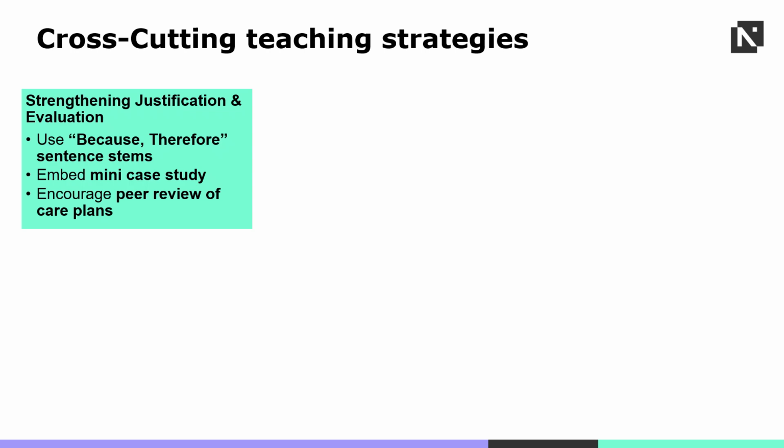So some further teaching strategies to support you in these cross-cutting themes. Number 1, strengthen justification and evaluation. Use because, therefore sentence stems. I chose X because, therefore the outcome will be. Embed mini case study debriefs after each task, each activity. Ask learners to explain why they took each step and what difference it made. Encourage peer reviews of care plans. One learner explains choices, another challenges, what if scenarios.